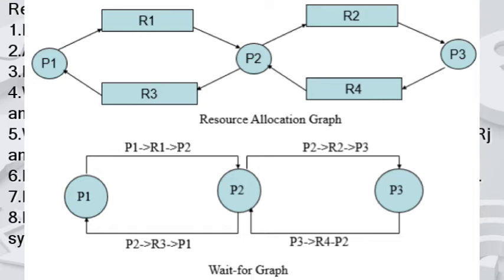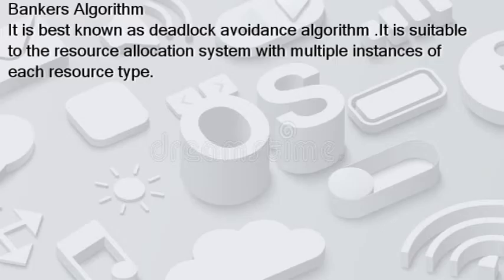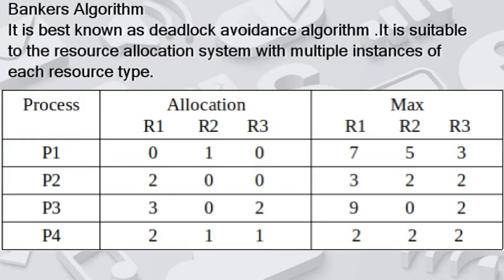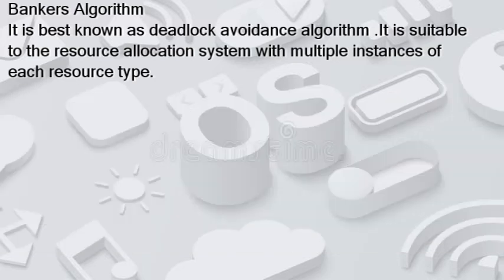Second, we have the banker's algorithm. It is best known as a deadlock avoidance algorithm. It is suitable for resource allocation systems with multiple instances of each resource type. So basically it will have allocation, maximum and available. It will consist of some processes and then it will provide a solution. As you can see on the screen, I have provided a table and also a solution of it, showing how much is needed and how much is available for the resources to work in that desired process.